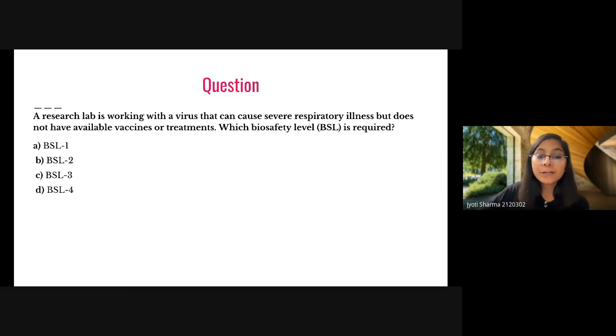So that laboratory is working on a virus that gives you severe respiratory illness, and we do not have a vaccine or treatment for that particular virus. Then what kind of biosafety level, or BSL, should we have in the laboratory?